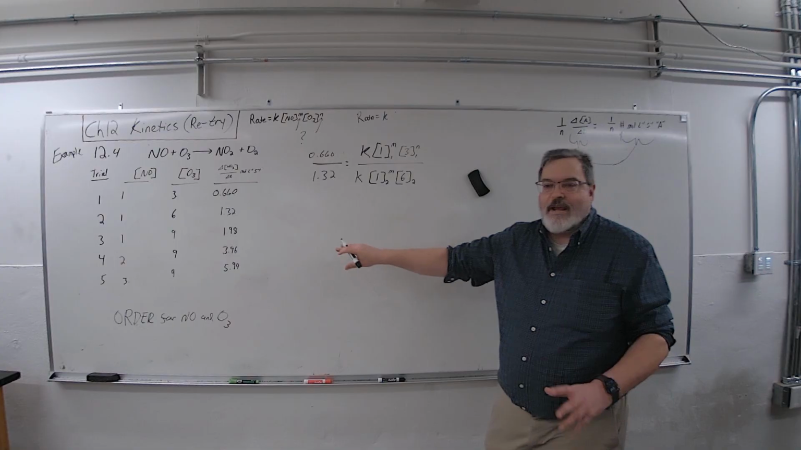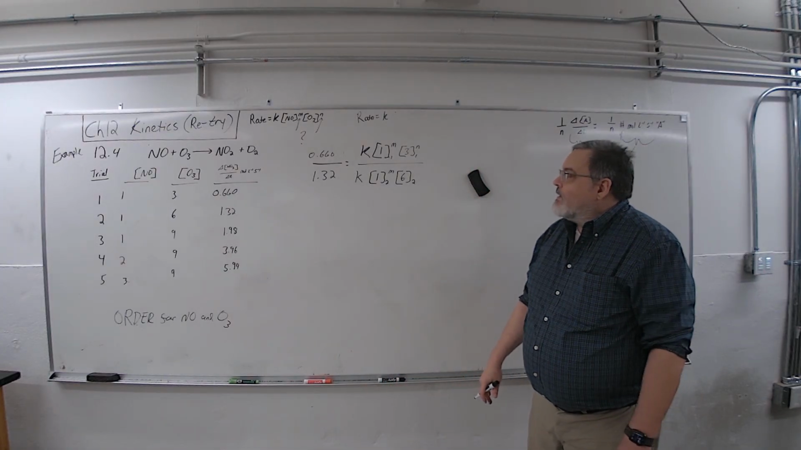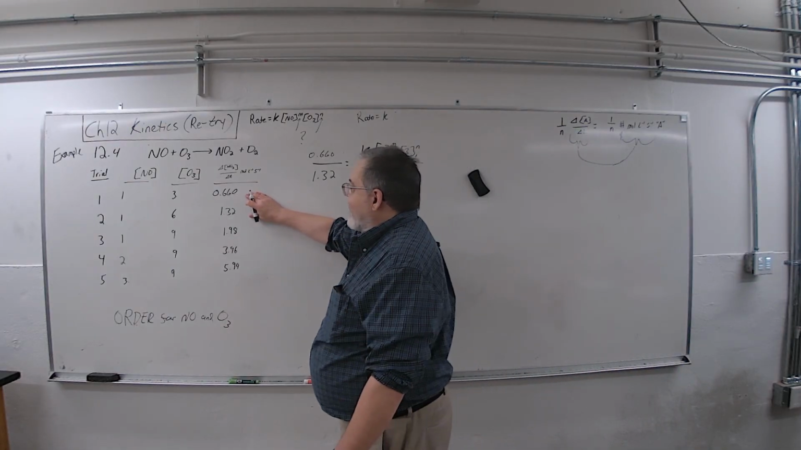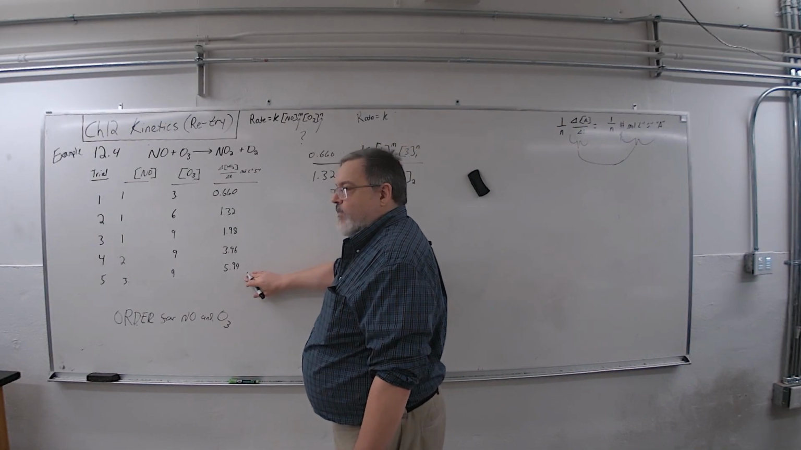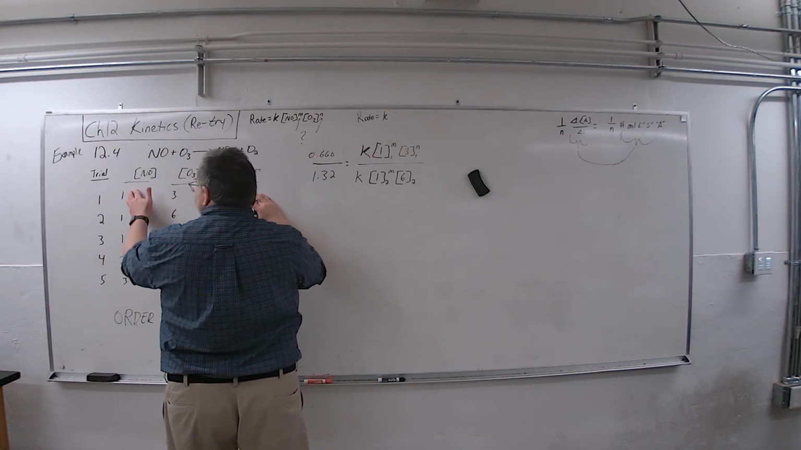rather than inspect the data and say, this times this is this. One of the keys here, though, is I chose a pair of these. I could have done 1 and 3, I could have done 2 and 5. I chose these two because NO is constant.